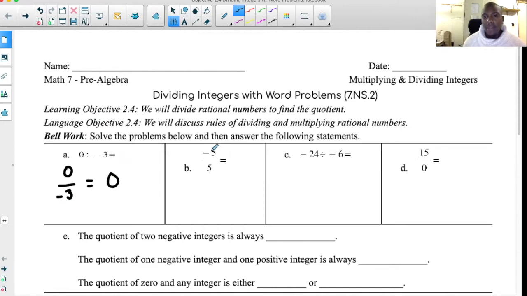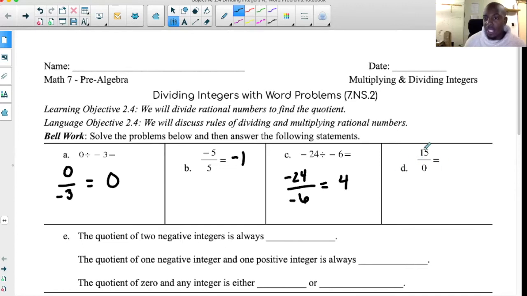Letter B, we have -5 divided by 5. You know 5 divided by 5 is actually 1, but because it's a negative divided by a positive, opposite signs, the answer needs to be negative as well. For C, we have -24 divided by -6. And you should know that there's a multiple times table here, 6, 12, 18, 24. So that means it's got to be 4, but because they're both negative, it stays positive 4. When you divide and they're both negatives, it becomes positive. Same sign, division or multiplication is positive.